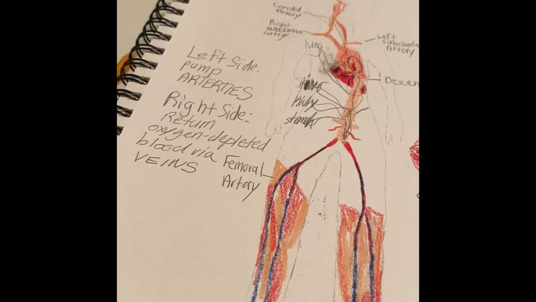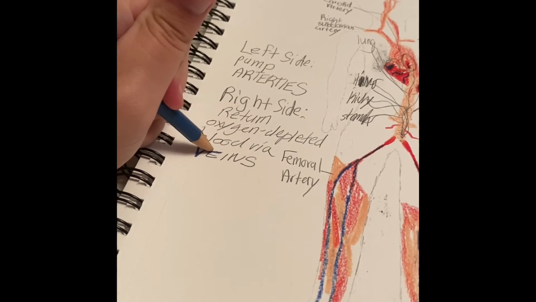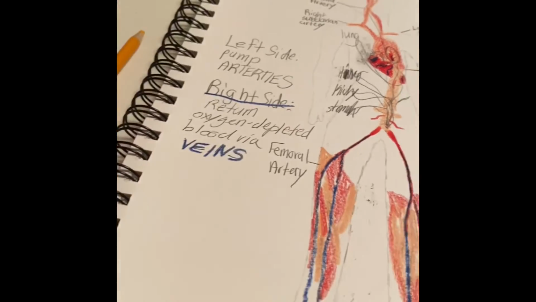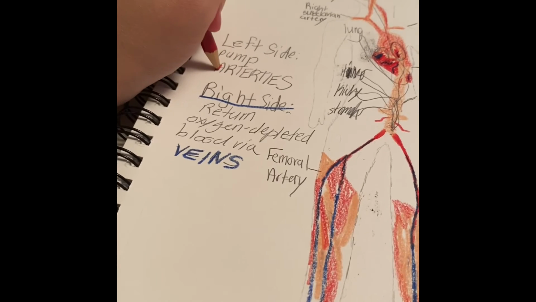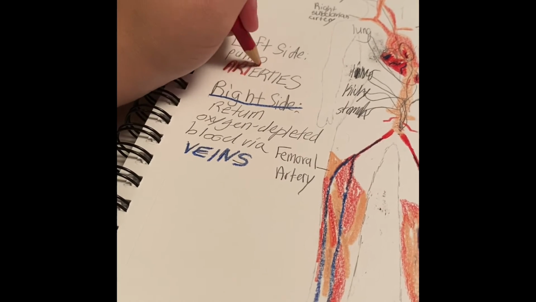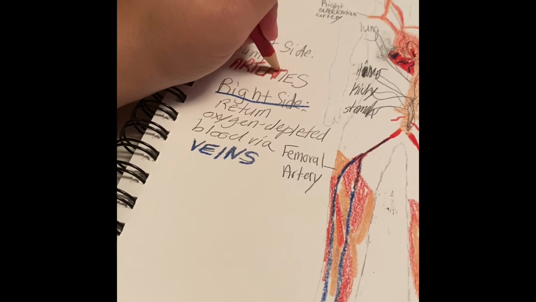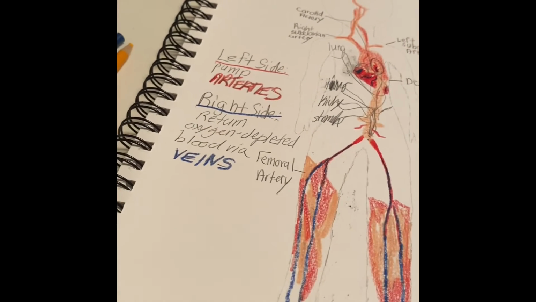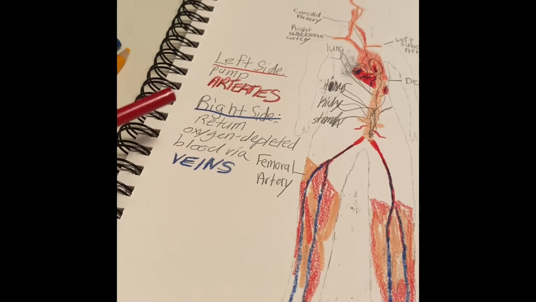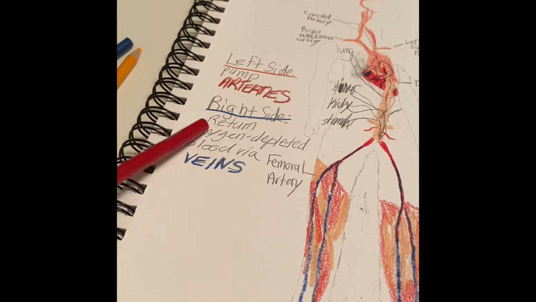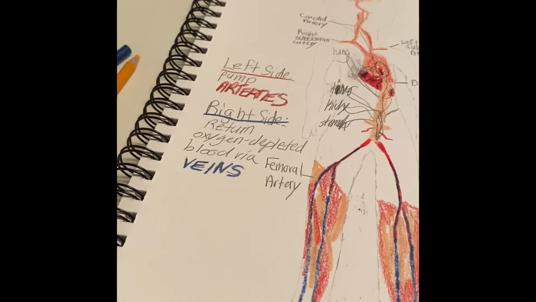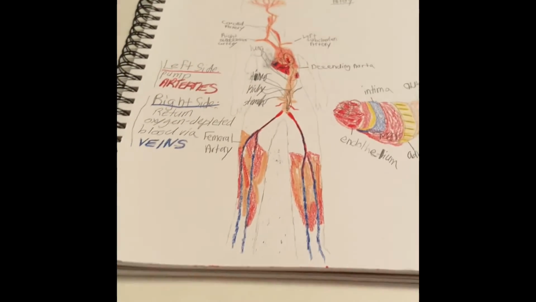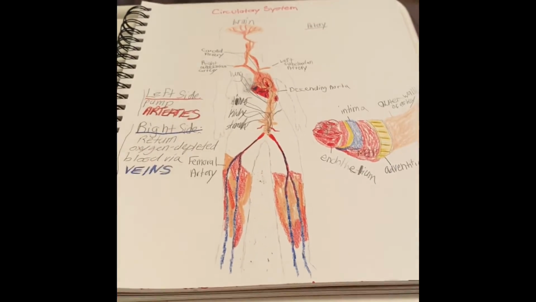So always remember, veins for the right side, and then arteries. Okay, arteries for the left side, okay? For the heart. And then it's pump arteries and return blood. Like return oxygen depleted blood via veins. But function for the heart and the circulatory system. That's just a little thing I like to remember for this.